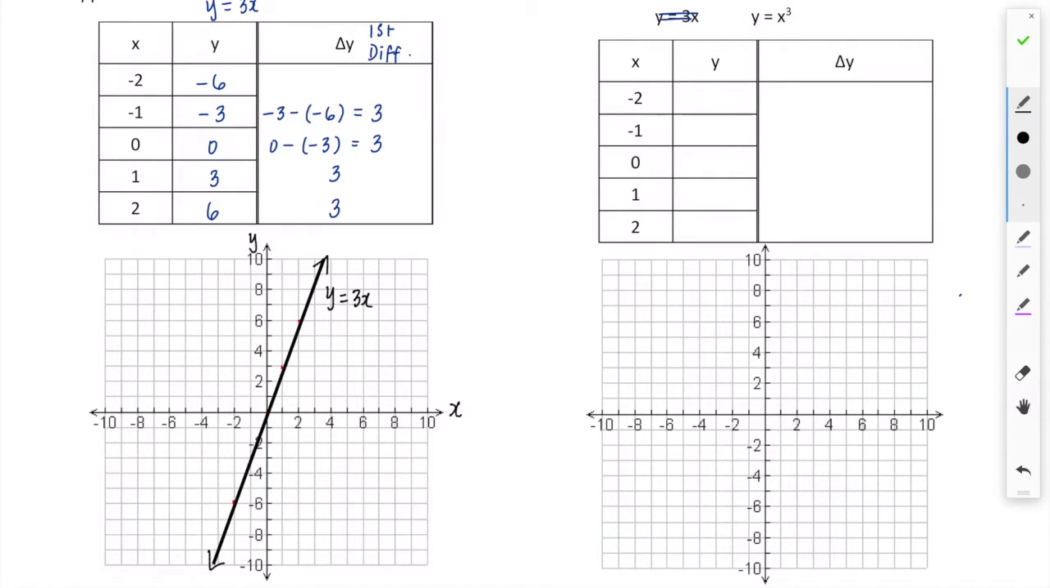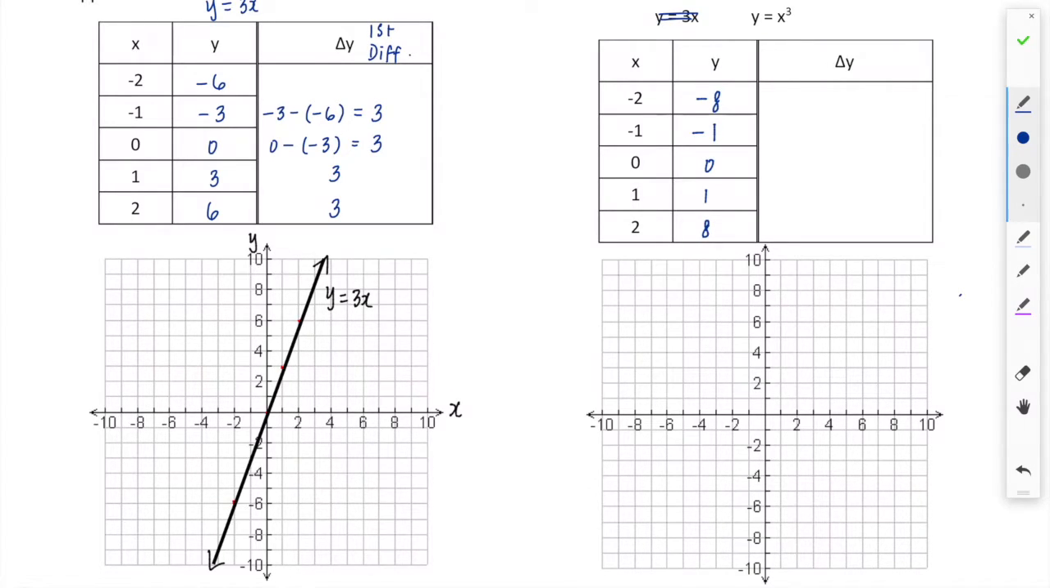Okay, so now let's move on to the second relation. Here we have y equals x cubed. So remember, this means x times x times x. Negative 2 times negative 2 times negative 2 gives us negative 8. Negative 1 cubed gives us negative 1. 0 cubed, 0. 1 cubed is 1. 2 cubed is 8. All right.